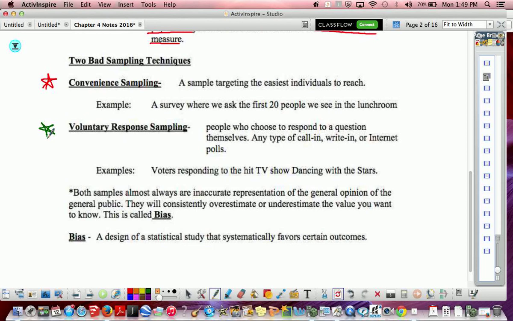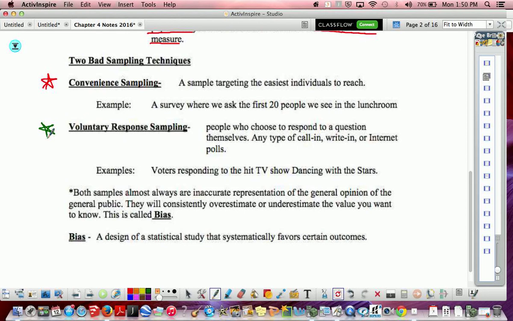This is where you ask people to either call in, or companies mail out a survey to you and ask you to mail it back in. Or, as it says up there, internet polls. I think of the news. Once in a while the news will pose a question. I think Channel 5 was notorious for doing this for a while, but they would pose a question to its viewing audience saying, hey, call this number if you think yes, and call this number if you think no. We want to know your opinion.